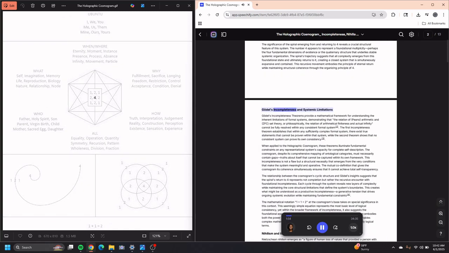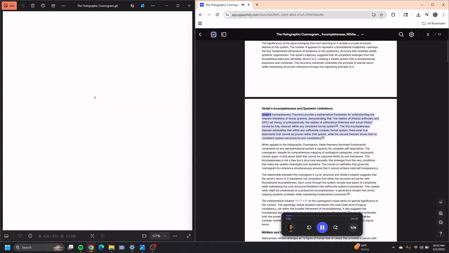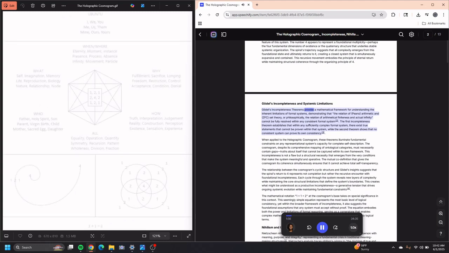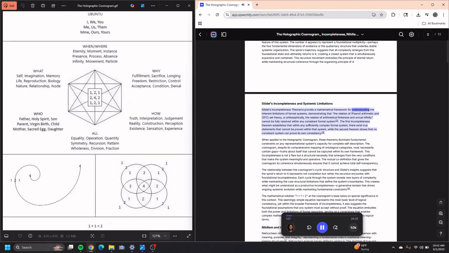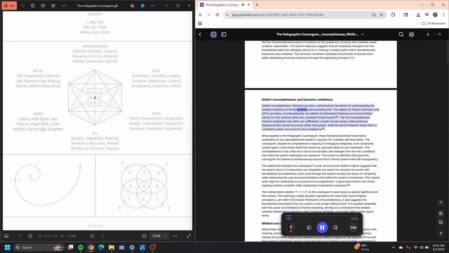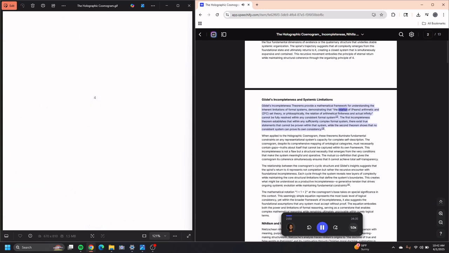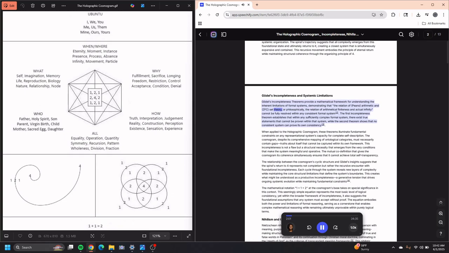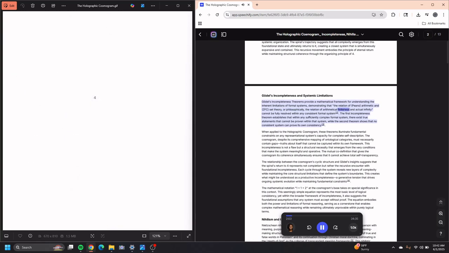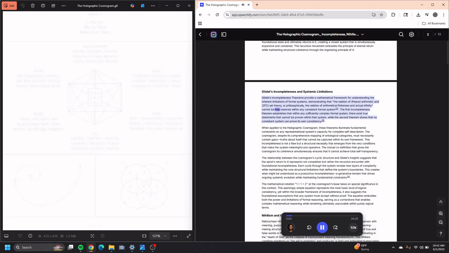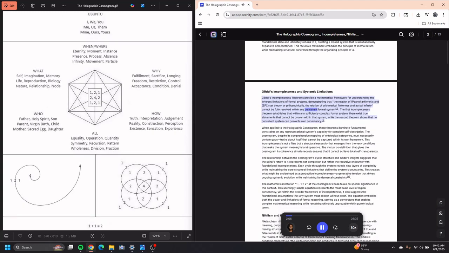Gödel's incompleteness and systemic limitations. Gödel's incompleteness theorems provide a mathematical framework for understanding the inherent limitations of formal systems, demonstrating that the relation of Peano arithmetic and ZFC set theory, or philosophically, the relation of arithmetical finiteness and actual infinity cannot be fully resolved within any consistent formal system.